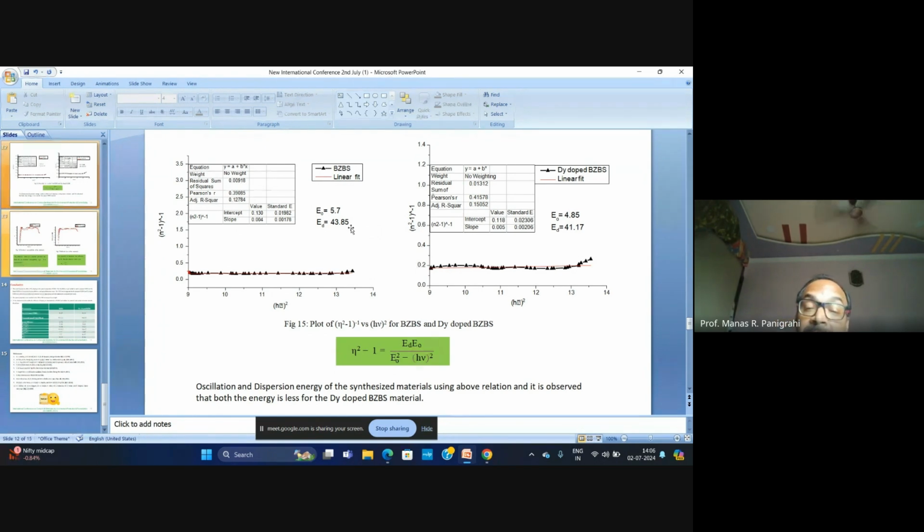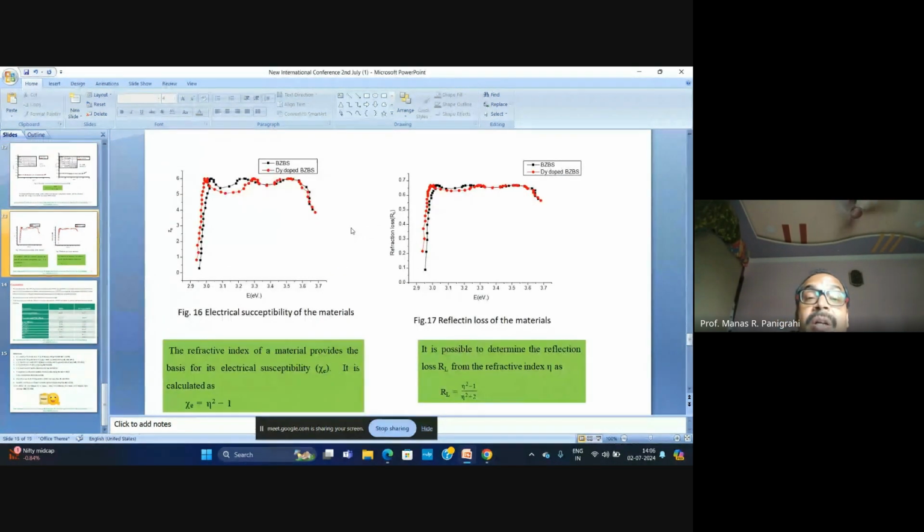So the doped material, if the oscillation energy is more, then it will create some problems or fluctuations of the current. But when it is less, it is suitable for solar cell fabrication. Now, here we are finding out the electrical susceptibility, and this is the reflection loss.